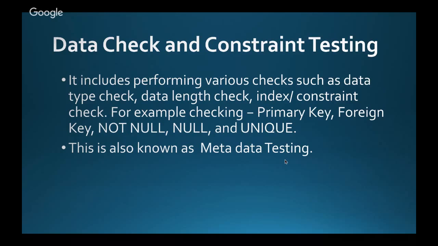Data check and constraint testing. It includes performing various checks such as data type check, data length check, index and constraint check. For example, checking primary key, foreign key, not null, null and unique constraints. This is also known as metadata testing. Data about data is known as metadata. So you want to check whether your data has the right kind of constraints, the right kind of checks, data length, index, and everything is fine. So this kind of testing is known as metadata testing.